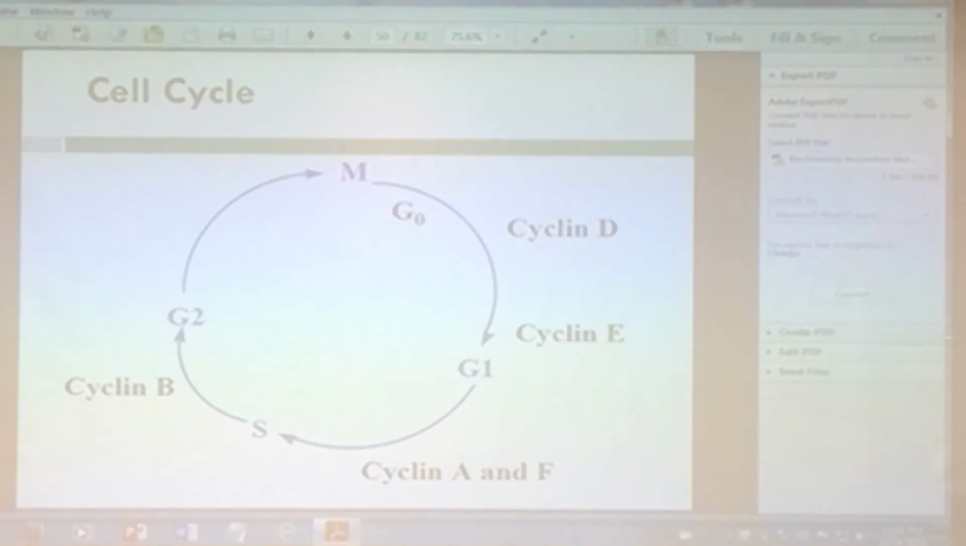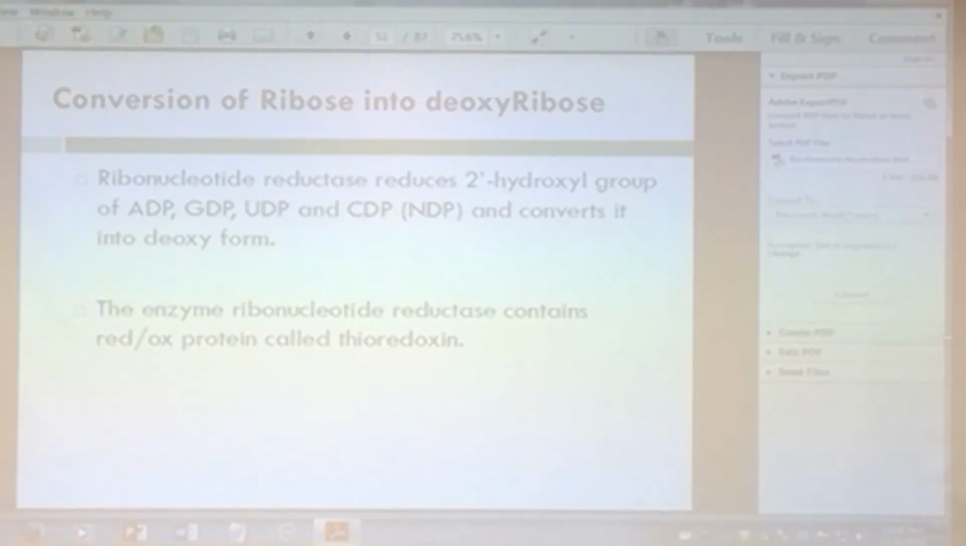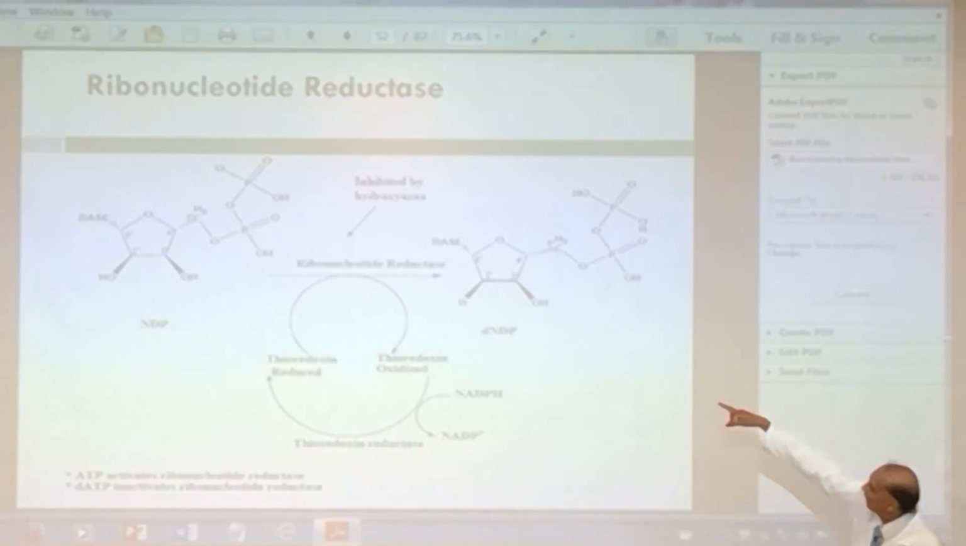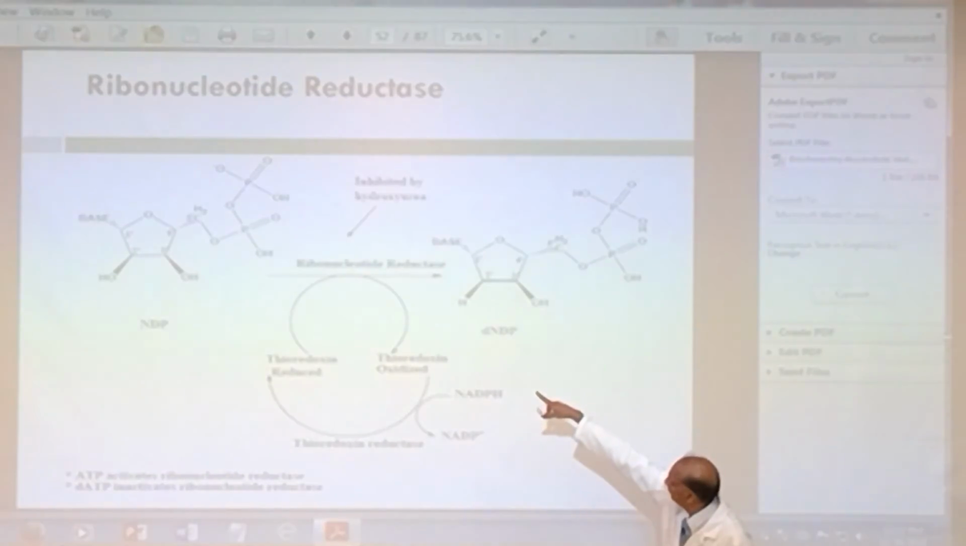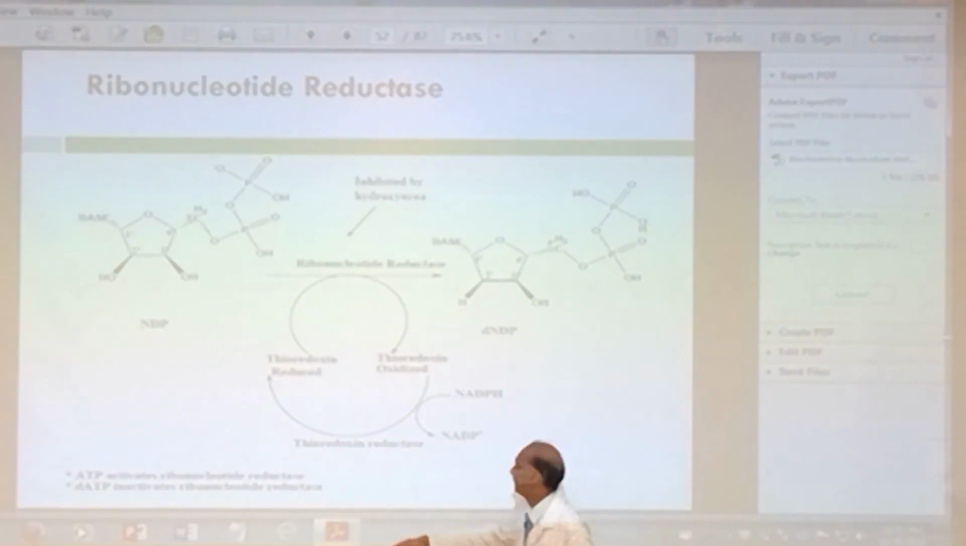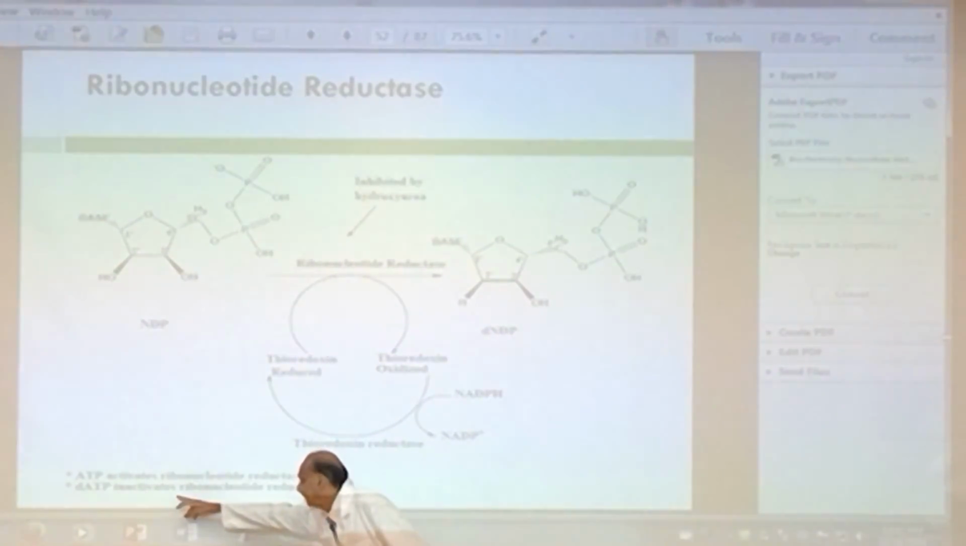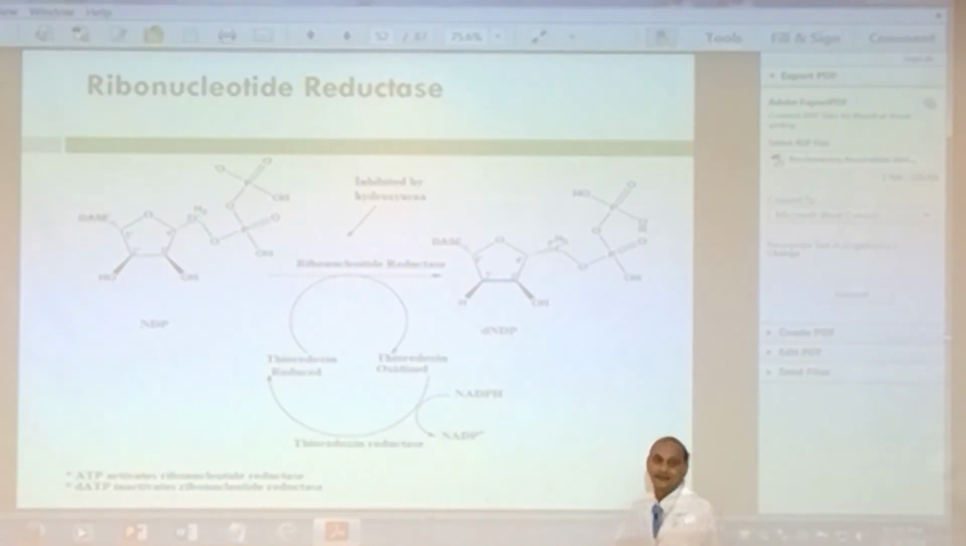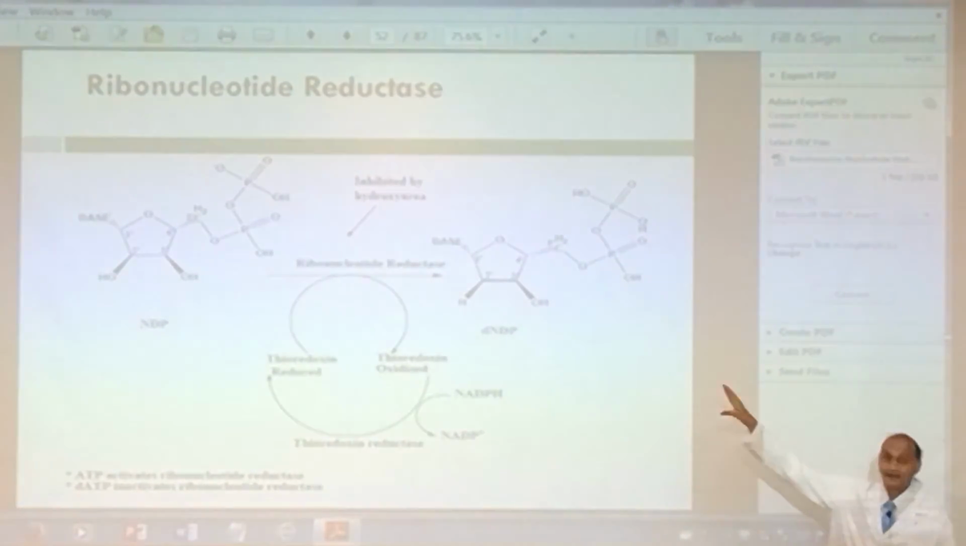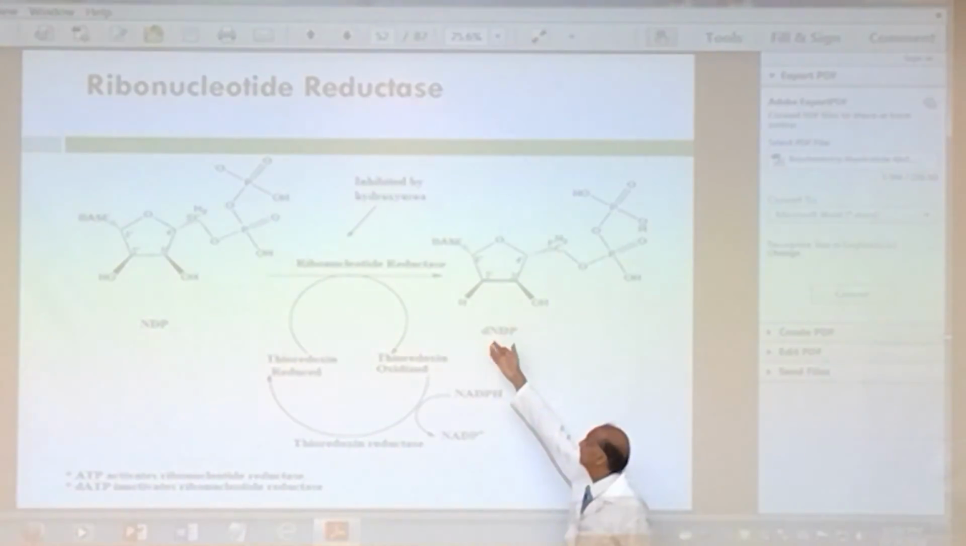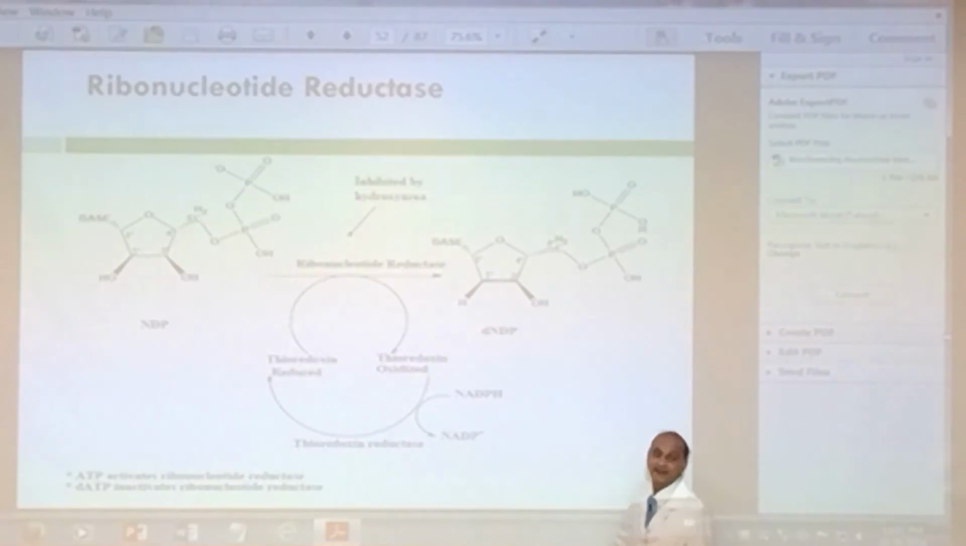Okay, so this is the cell cycle, and you want to make deoxyribose, the enzyme is ribonucleotide reductase, and hydroxyurea can inhibit the ribonucleotide reductase step. ATP activates it, deoxy-ATP inactivates the ribonucleotide reductase. So this slide, it's a very complex slide, but very important slide because you're making the deoxy version here, and it can be targeted in terms of cancer.